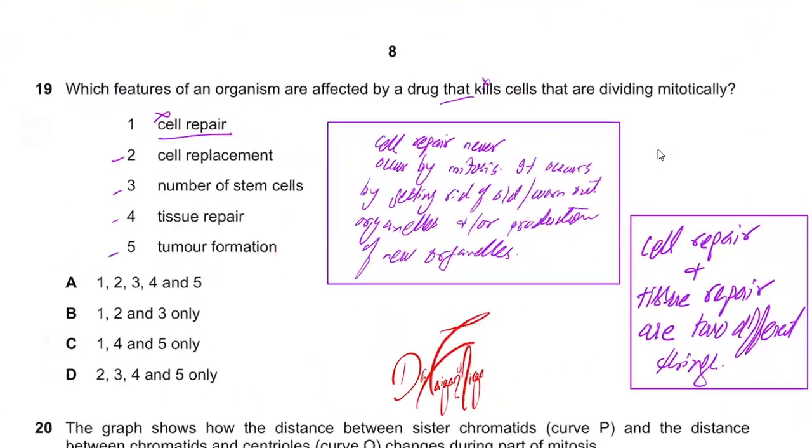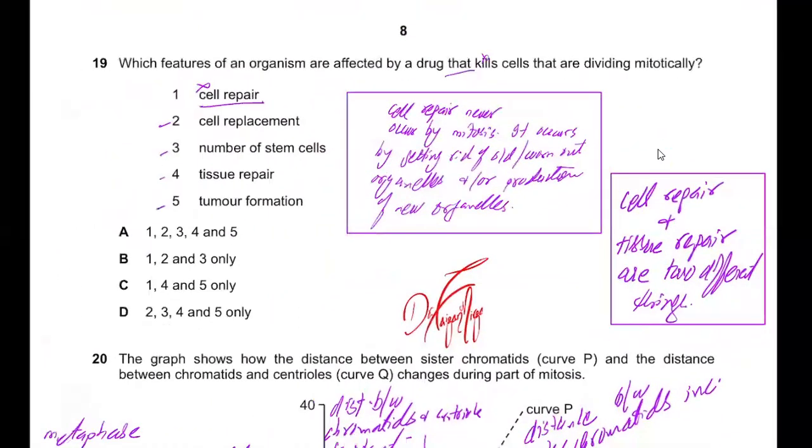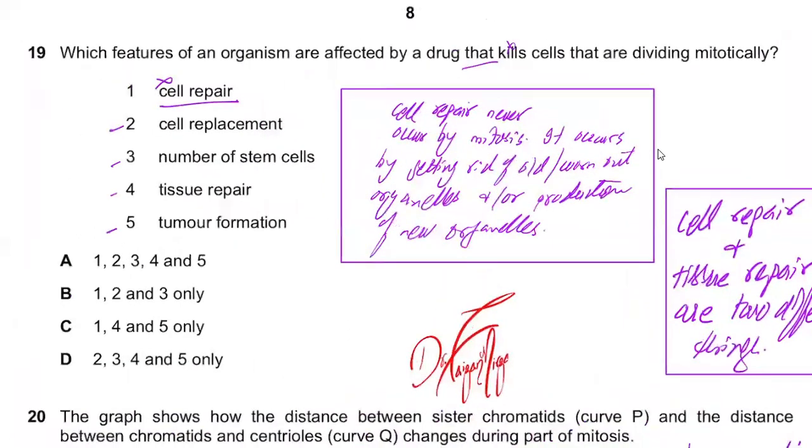Question 19. Now, question 19 again takes into consideration a common error that students make. Which features of the organism are affected by a drug that kills the cells that are dividing mitotically? You need to follow the idea that the cell is getting killed because of the drug. So which of the features will be affected? Will cell repair be affected? No, cell repair will not be affected. Cell replacement, number of stem cells, tissue repair, tumor formation will all be affected.